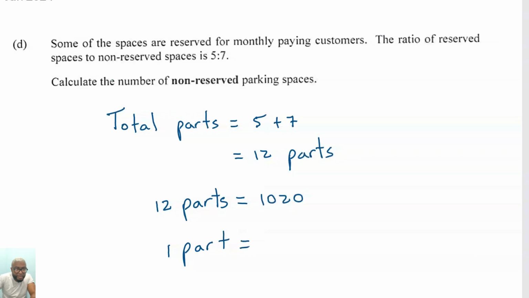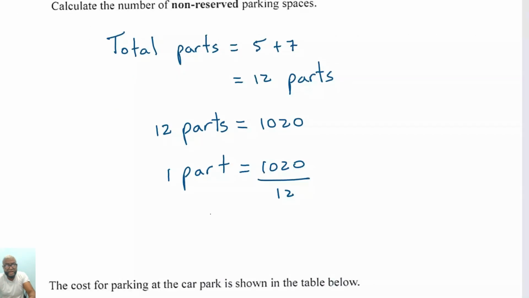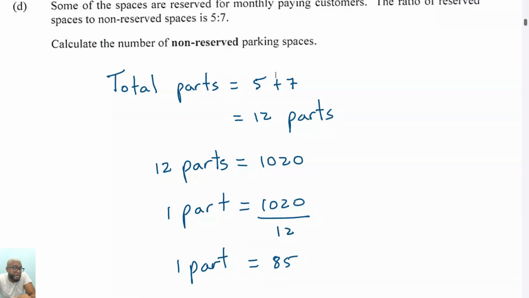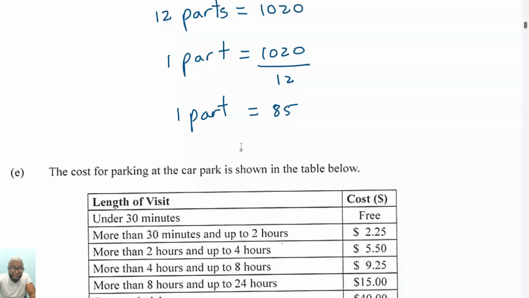I think Paula put it up there. One part will be 1,020 divided by 12, and what again? 85. So one part is 85. They asked us to calculate the number of non-reserved parking spaces. How many parts represents non-reserved parking spaces? Would it be the 5 or the 7? How many parts? Anybody? 7. Thank you.